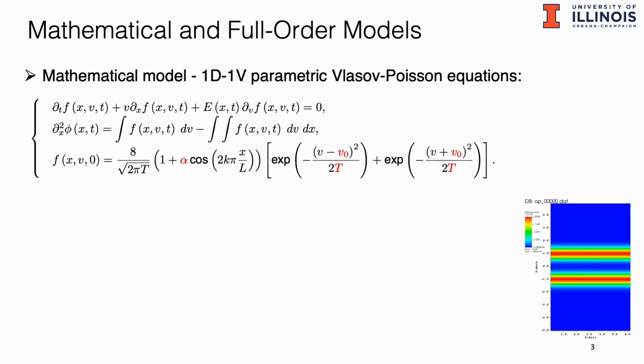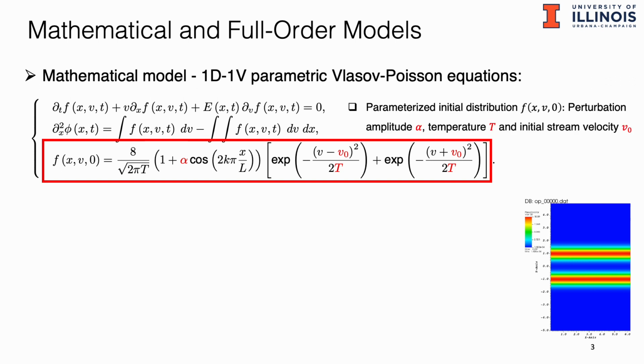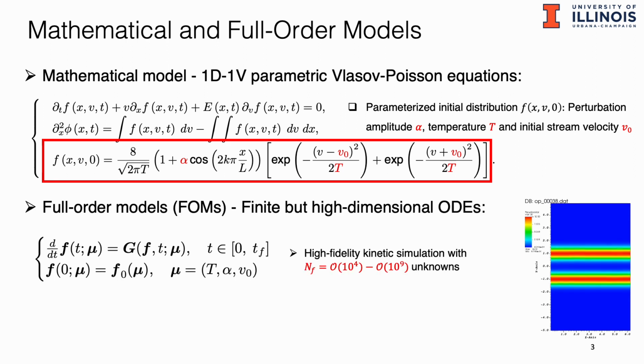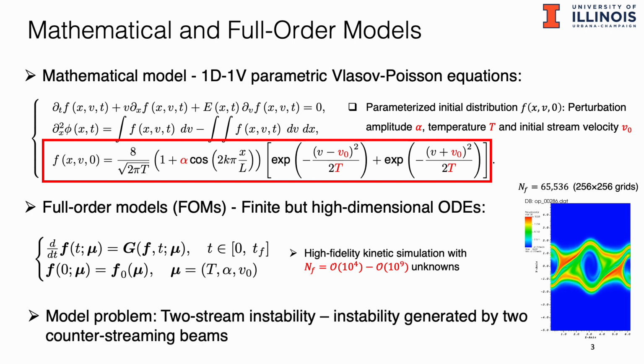Our mathematical model is 1D 1V Vlasov-Poisson equations with parameterized initial distribution by the perturbation amplitude alpha, temperature T, and initial stream velocity V0. The forward models are finite, high-dimensional ODEs with unknowns from 10,000 to millions, which is usually derived from classical numerical method. In this talk, we'll be focusing on a classic two-stream instability model problem used to study instability generated by two counter-streaming beams.